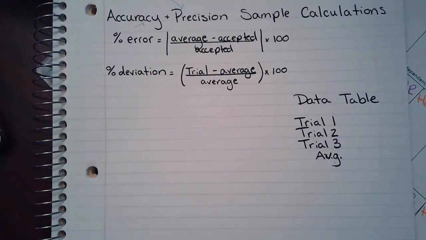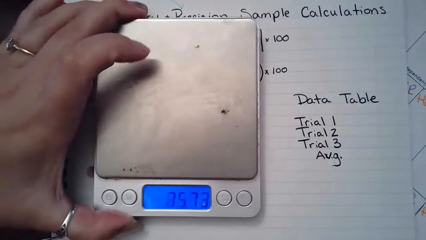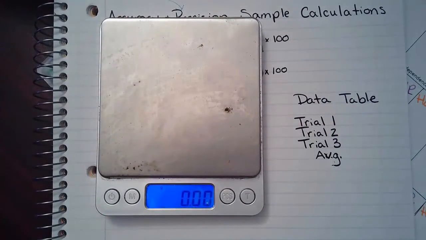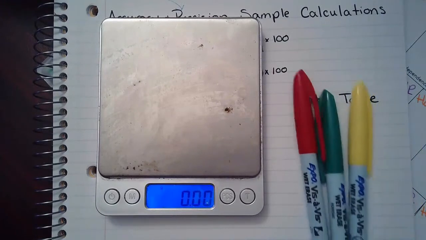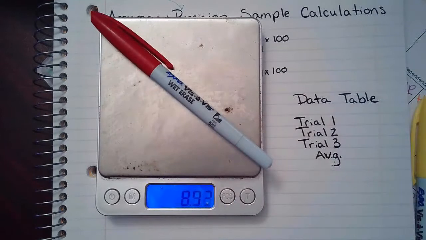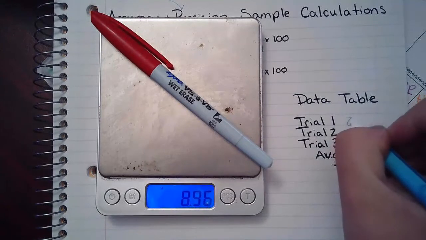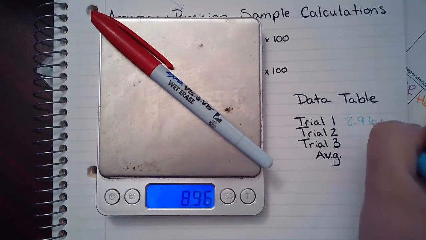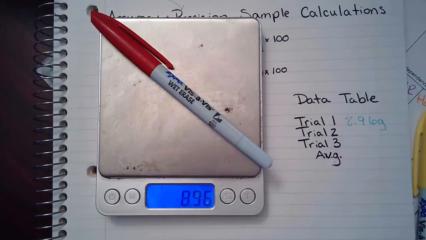So we're going to collect some sample data. We have a balance here that measures mass. Mass is measured in grams, which you can see here. We're going to measure the mass of 3 different expo markers. So our first trial is going to be the red marker. As you can see, the mass of the red marker is 8.96 grams. So we're going to record that in our data table.